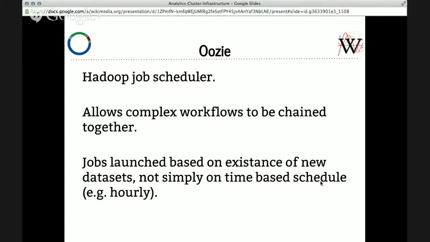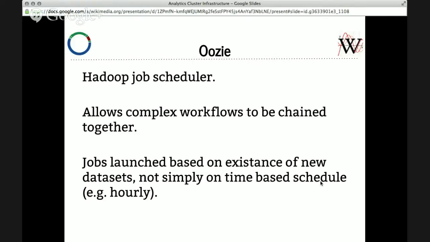Another buzzword that was up there before is Oozie. I'm going to go through the next couple of slides a little fast, and you can ask questions afterwards about how they work, just because they're not as interesting. Oozie is just a Hadoop job scheduler. We could use cron for this, but one of the nice things about Oozie is that it allows us to launch jobs based on the existence of data rather than the current time that's passing by.